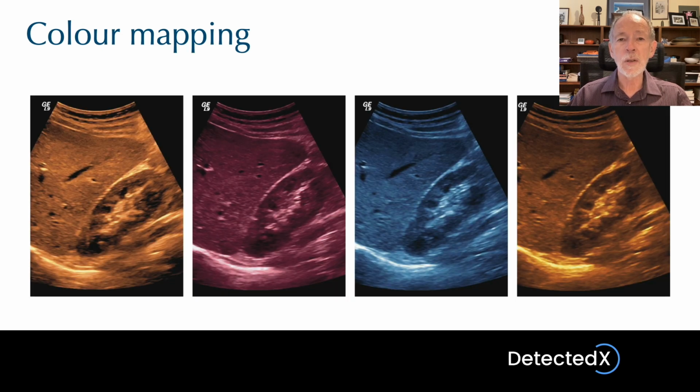Here is an example of colour mapping. We have an image of the liver and kidney. In fact, it's the same image you saw earlier, and then it has been converted into 4 different colours. As I said, the purpose is to try to make it easier to perceive variations in soft tissue echo intensity.